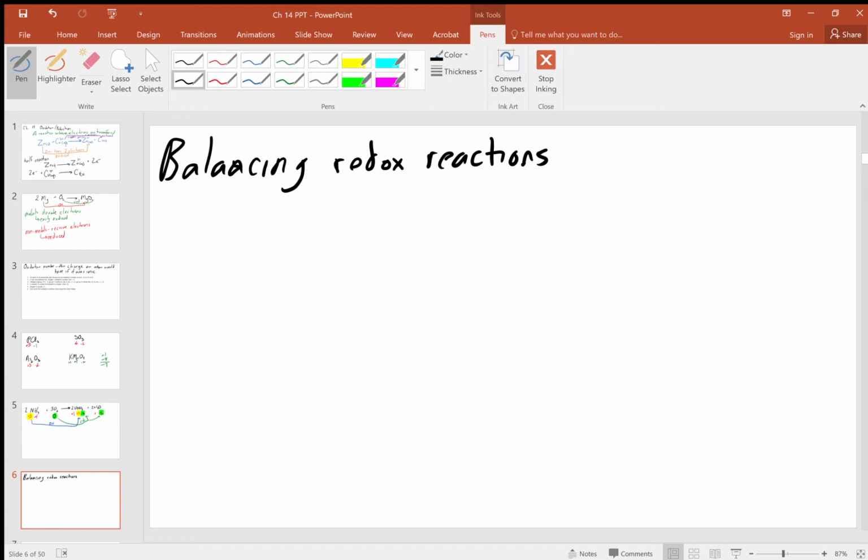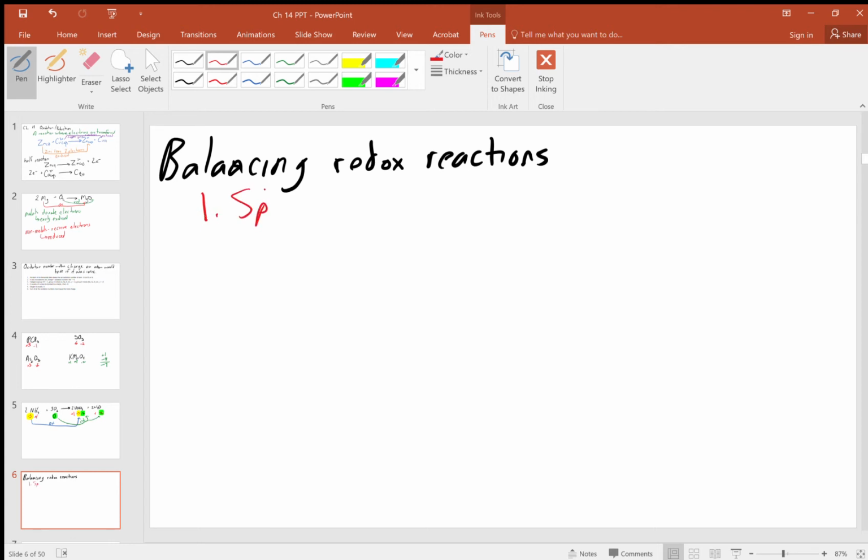The reason I say that is it can be a lot harder because there's a lot of steps that you have to learn to do this. But the reason it can be easier is there's none of those weird steps that we had in balancing some of the harder equations that we did. This is a very systematic way to do it. And so I'm going to outline what the steps are and then go through two examples.